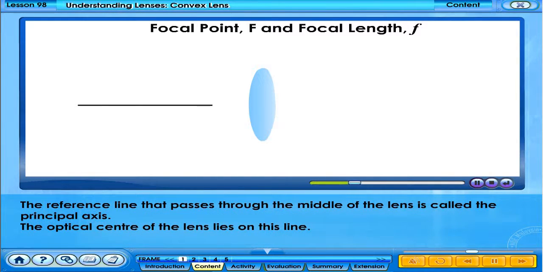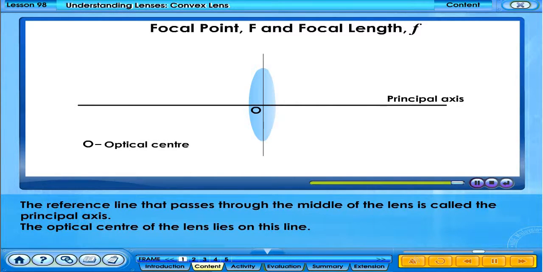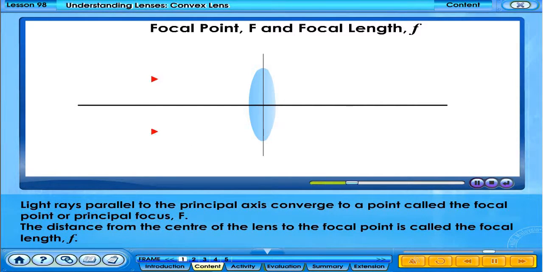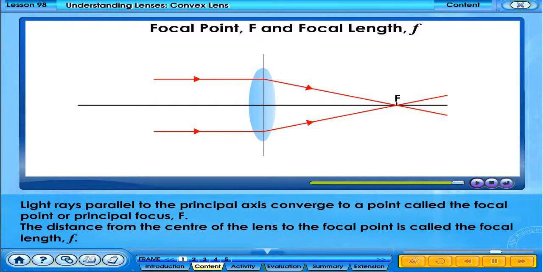The reference line that passes through the middle of the lens is called the principal axis. The optical center of the lens lies on this line. Light rays parallel to the principal axis converge to a point called the focal point or principal focus, F. The distance from the center of the lens to the focal point is called the focal length, F.